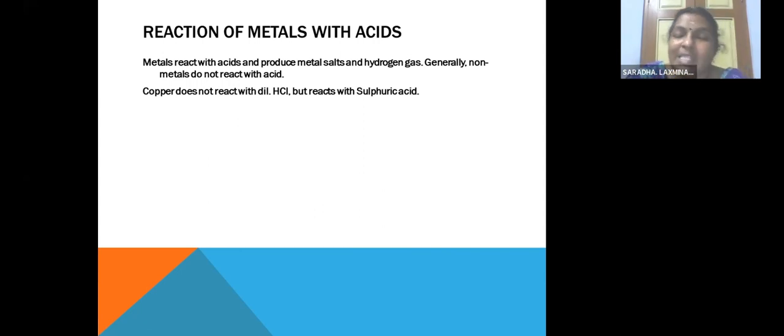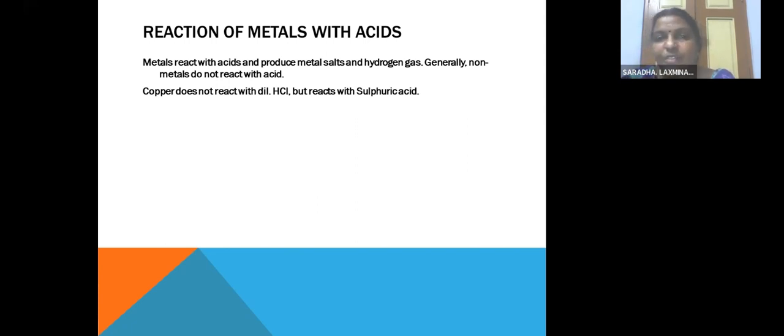And the reaction of metals with acids. So the first one was reaction of metals with oxygen. Second, reaction of metals with water, then reaction of metals with acids. And the reaction of non-metals with oxygen, where it is acidic, we also learned. Reaction of non-metals with water is not much; it does not react much.